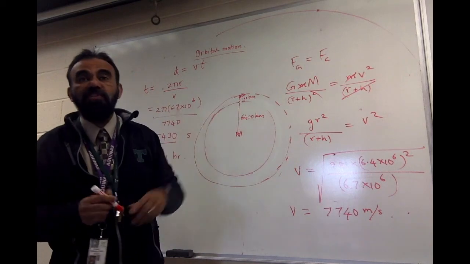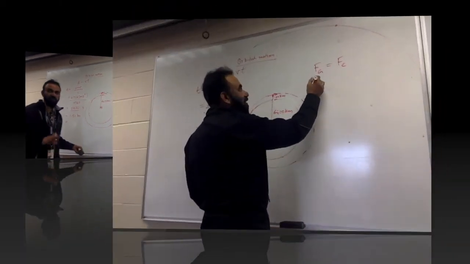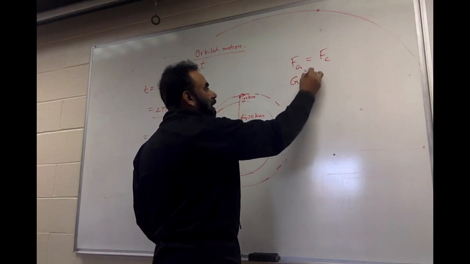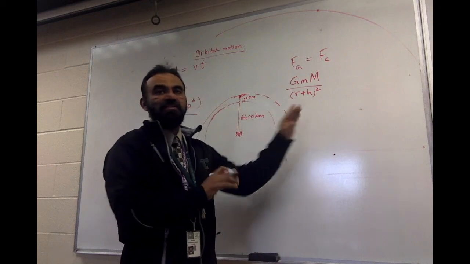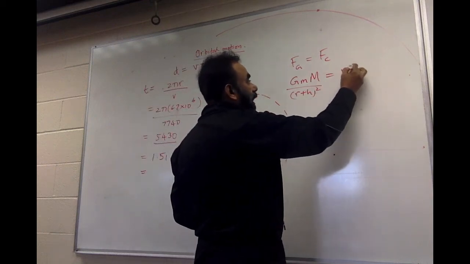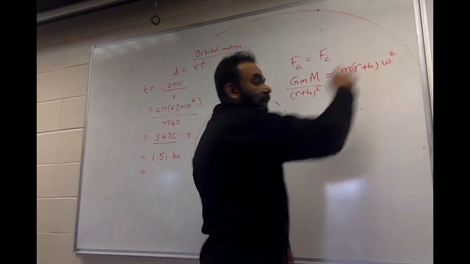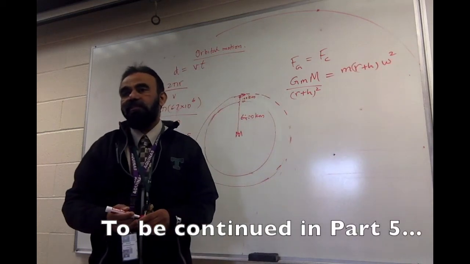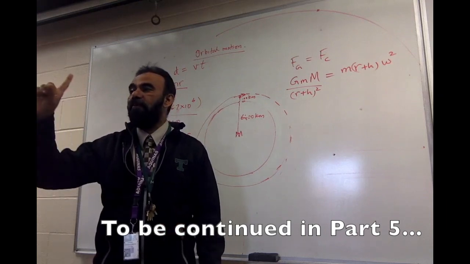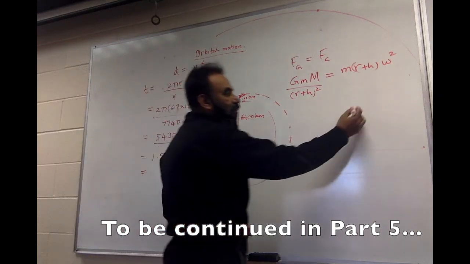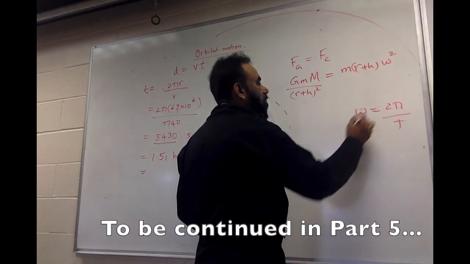Now, what is the condition for that? Same thing. G M m over (R plus h) squared stays the same. On this side, m (R plus h) omega squared. See, I'm bringing in omega now, because now we are talking about the Earth's spin. 24 hours is the time period, and you know omega is 2 pi over capital T. Get it?